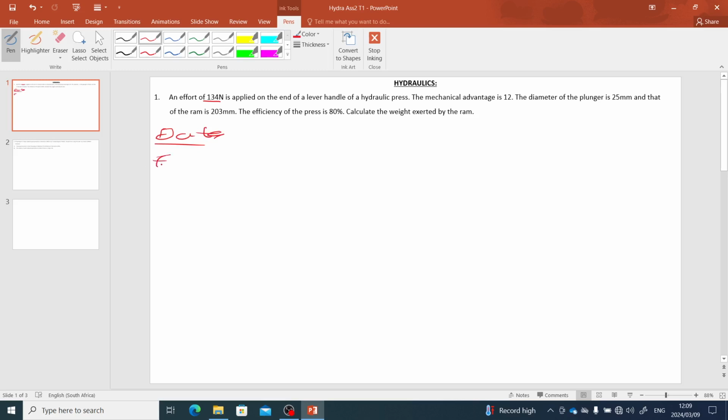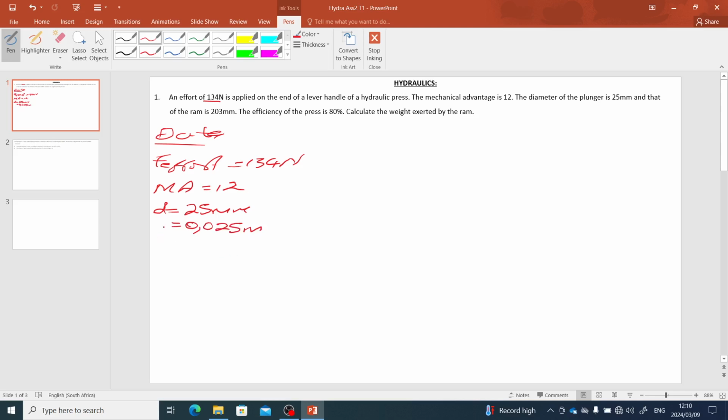We are given F effort equals 134 newtons. The mechanical advantage is given as 12. The diameter of the plunger is given as 25 mm. Let's convert it to meters. It will be 0.025 meters.